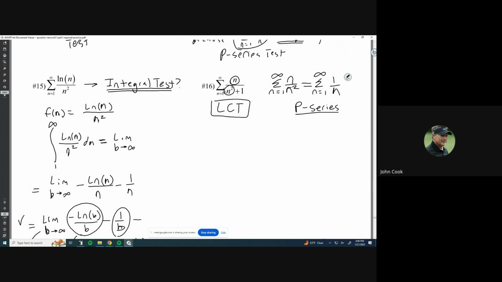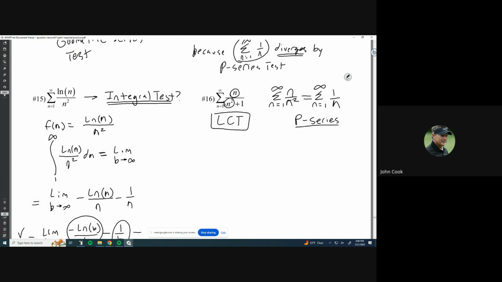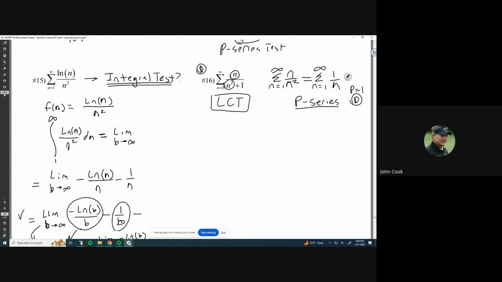Okay, so 16. So we went through a video earlier that tells us what to look for in each different method. Found that this is really close to just comparing it to n over n squared, and when you reduce it a little bit, it just turns into a p-series. So we're going to use the limit comparison test. If we use p-series on this, the p-value is equal to 1, and that means that this thing will diverge. So I'm going to claim that this is going to diverge too, and I'm going to show that through the limit comparison test.